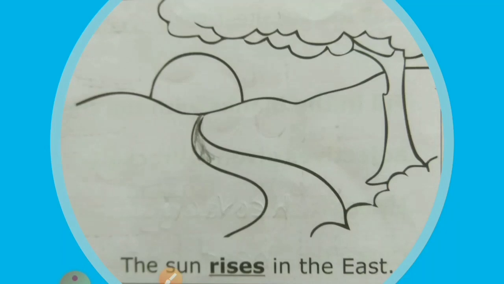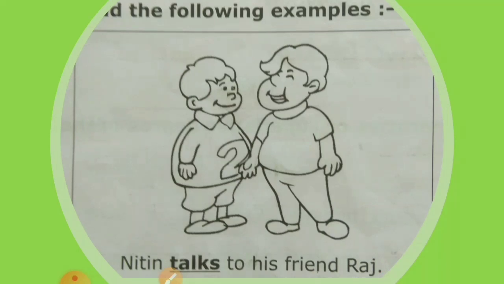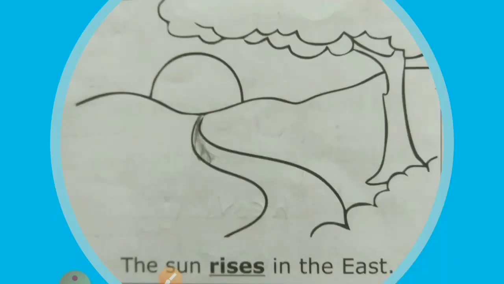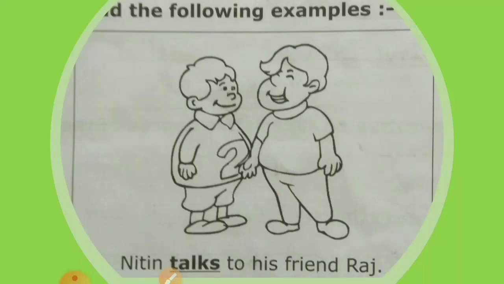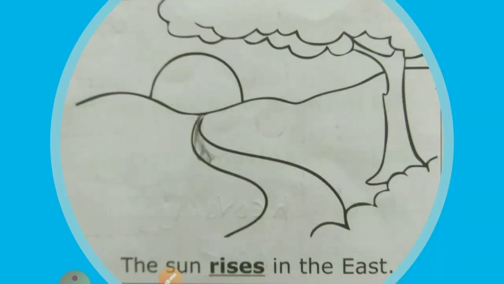And the other picture is: the sun rises in the east. These are the two examples given. While reading these examples, have you given attention to the words written in bold and underlined, children? Yes. In the first sentence, the word talks, and in the other sentence, the word rises.